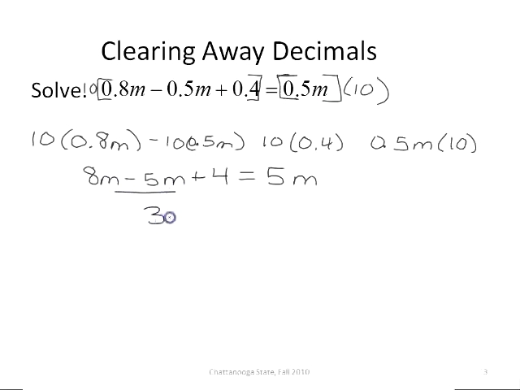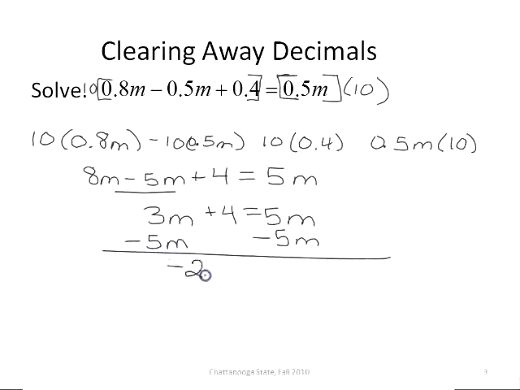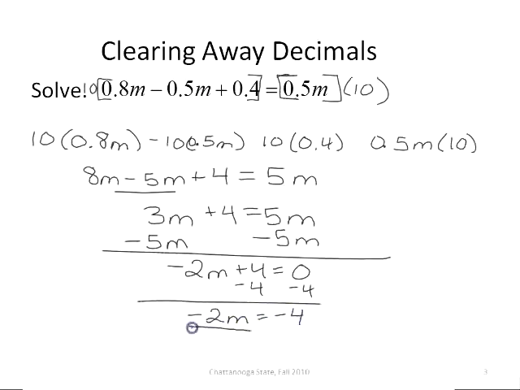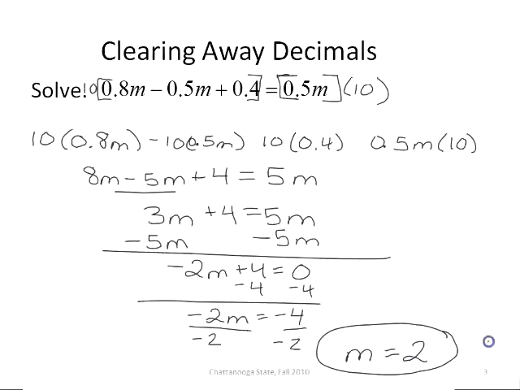I can collect 8m minus 5m is 3m. So I have 3m plus 4 equals 5m. Now I want to get my m's together. So I'll subtract 5m from both sides. That'll give me negative 2m plus 4 equals 0. Then I subtract the 4 from both sides. Get negative 2m equals negative 4. So finally, I divide by negative 2. So I end up with m equals positive 2. Same thing I got when I solved it with the decimals in there.